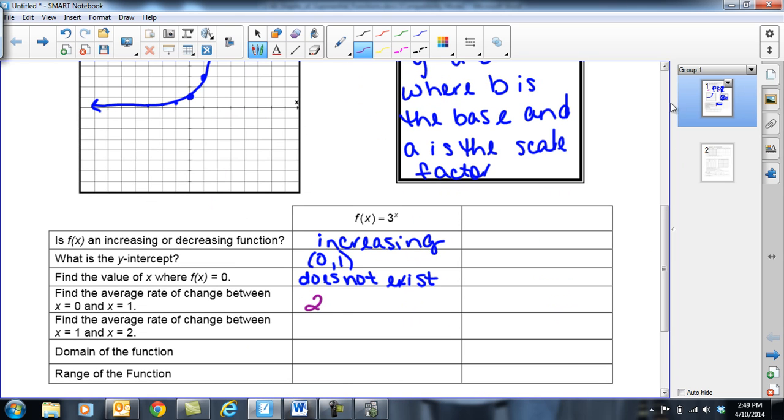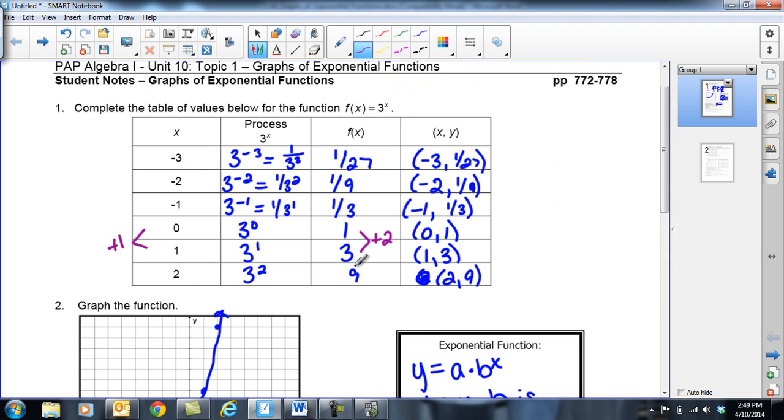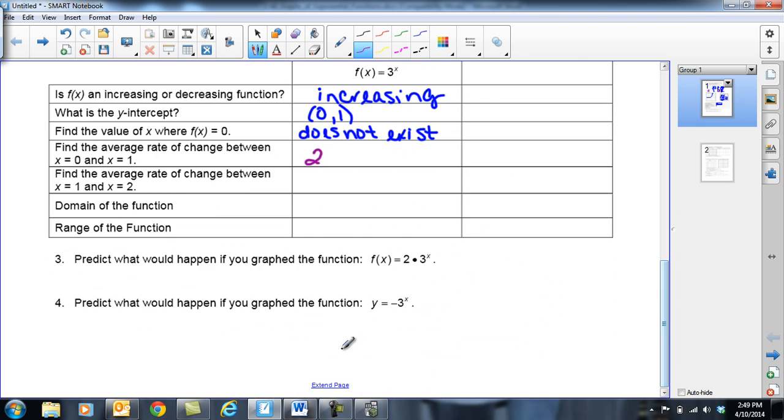The average rate of change between 1 and 2, I'm going to do the same thing. My change from here to here, well, that's a plus 6. This is a plus 1. And so now my average rate of change is 6 over 1, or just 6. So now my rate of change is even bigger. And I could keep doing that all the way through, but that's why this is exponential. It's increasing, and it's increasing very fast.